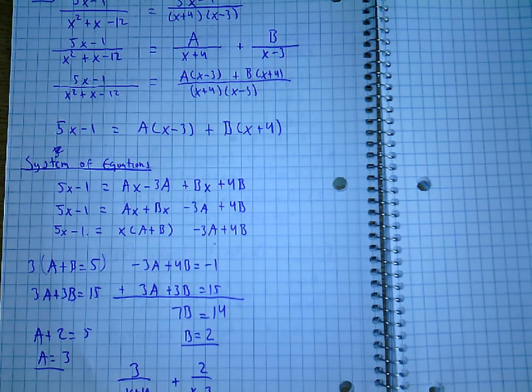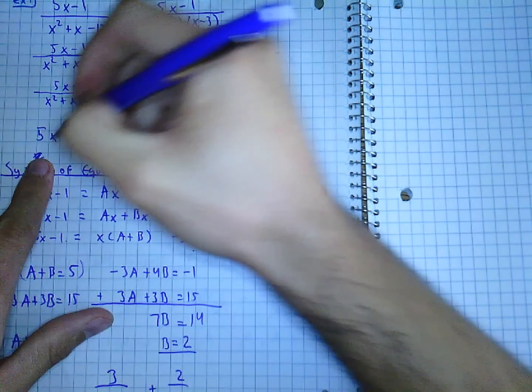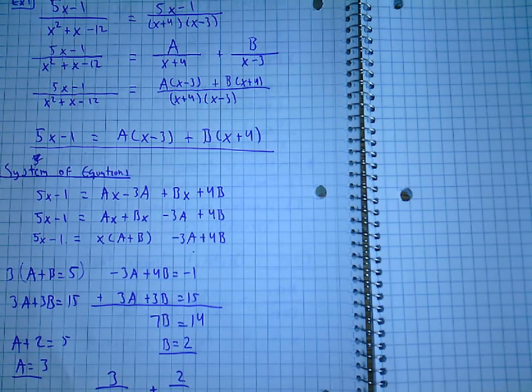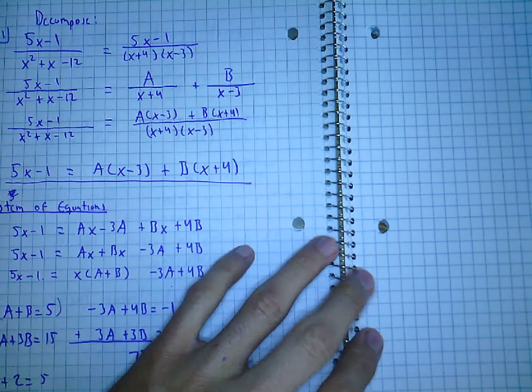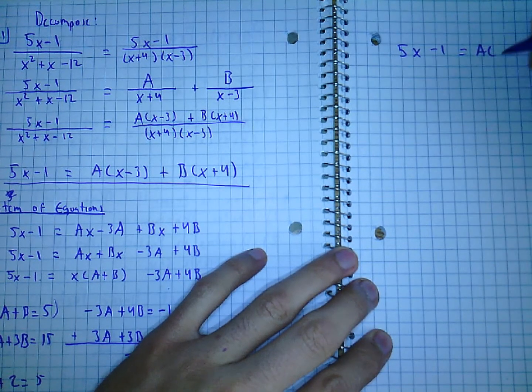Now, same problem. Let's go back to this statement right here. Let's say you're like, you know what, I don't want to do a system of equations. I've never been good at systems of equations. I don't want to risk it. Well, there's a way out. Let me rewrite this on the next page. So we got 5x minus 1 is equal to a(x minus 3) plus b(x plus 4).